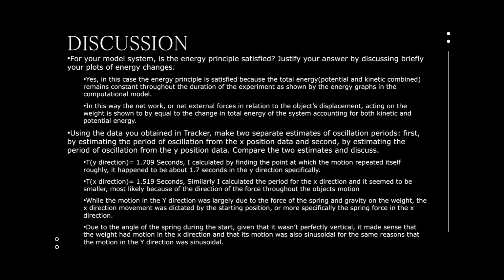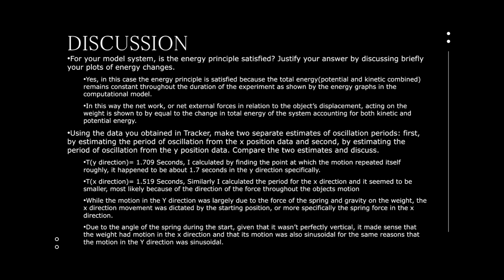Next question. Using the data you obtained in Tracker, make two separate estimates of oscillation periods. First, by estimating the period of oscillation from the X position data, and second, by estimating the period of oscillation from the Y position data. Compare the two estimates and discuss it.